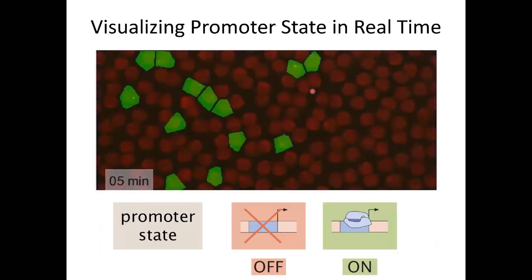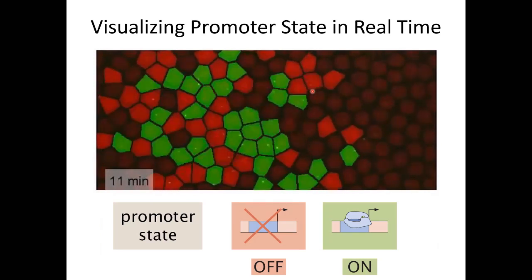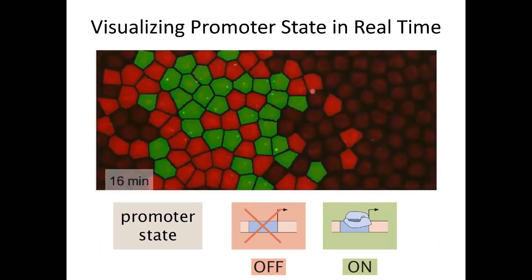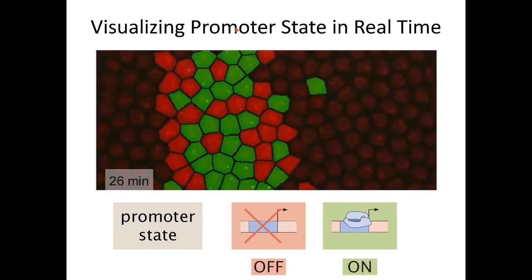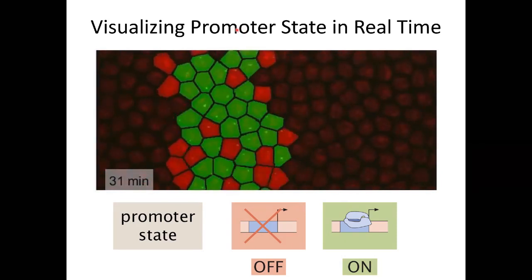Here we're color-coding the nuclei according to whether the promoter is on or off. And what I want you to notice is that even in the middle of the stripe, where you have the highest level of expression, you still get bursting. There's no such thing as being on all the time.